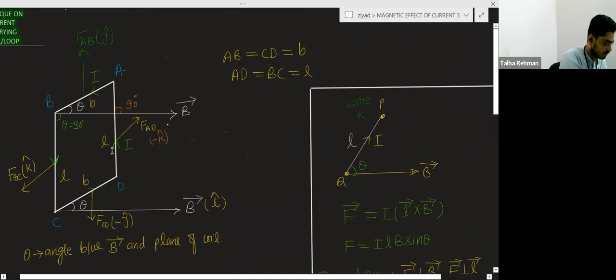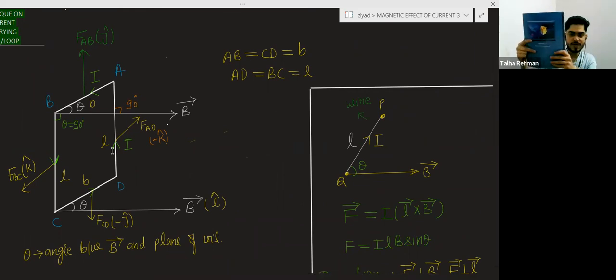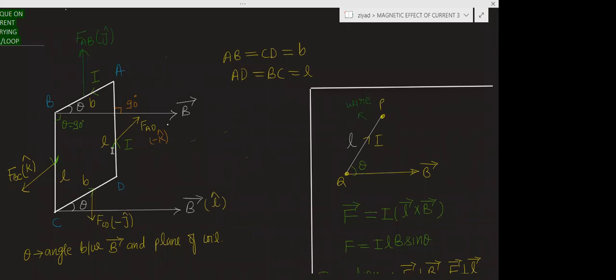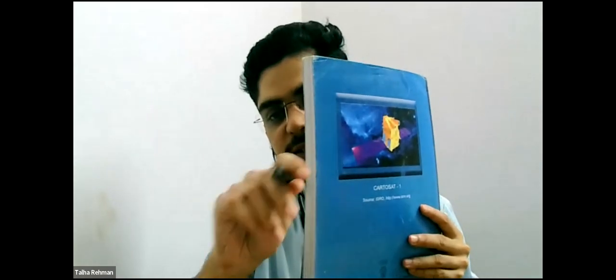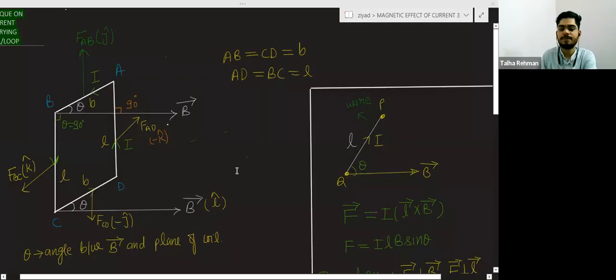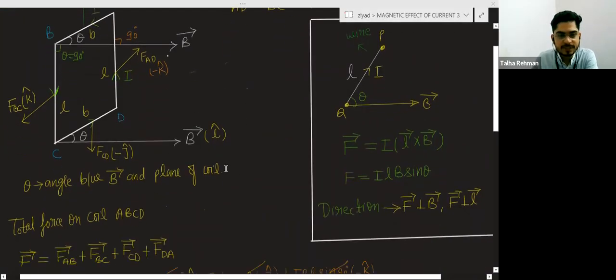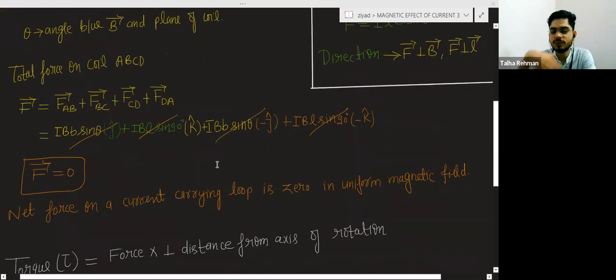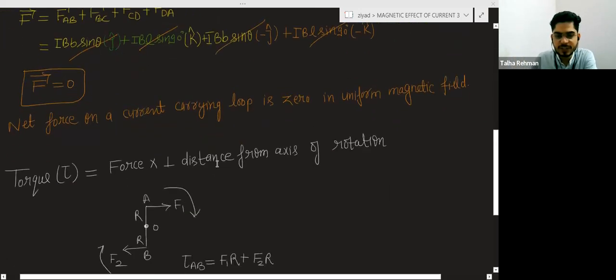What will happen? See, this is your coil, and one force is acting in the inward direction like this. On the coil, one force is acting like this, another force is acting like this. Means the line of action of both the forces is different, and so these forces will generate torque.